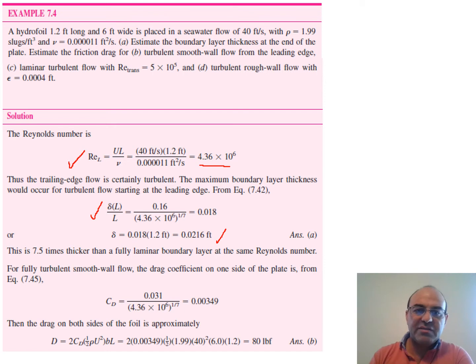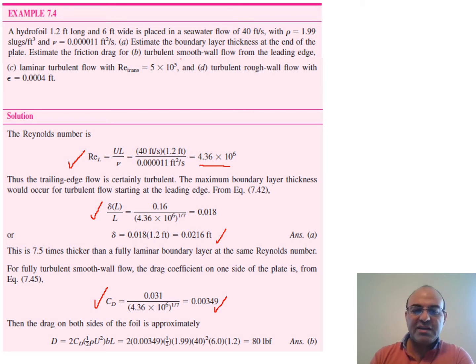So it's turbulent, we found the Reynolds number. So a smooth wall flow from the leading edge. If the plate is considered smooth, then we do have the equation for a smooth turbulent flow. It's straightforward based on this equation. So we plug in our Reynolds number and find the drag coefficient.